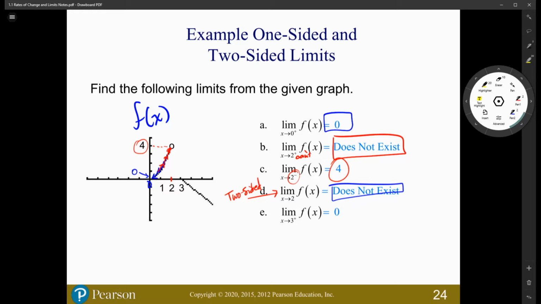Finally, what's the limit as x approaches 3 from the right? Well, check out the graph. We are headed toward a y value of 0.